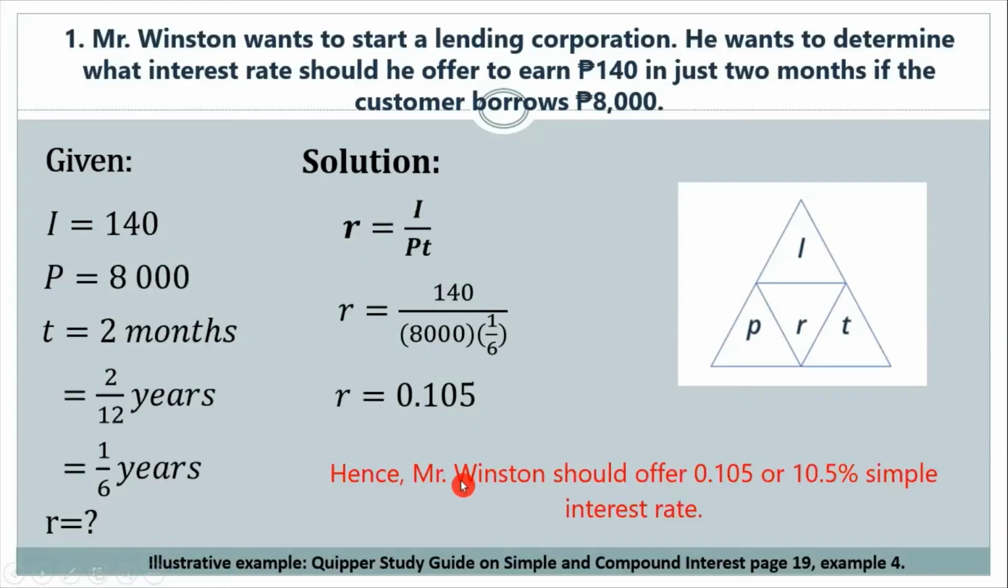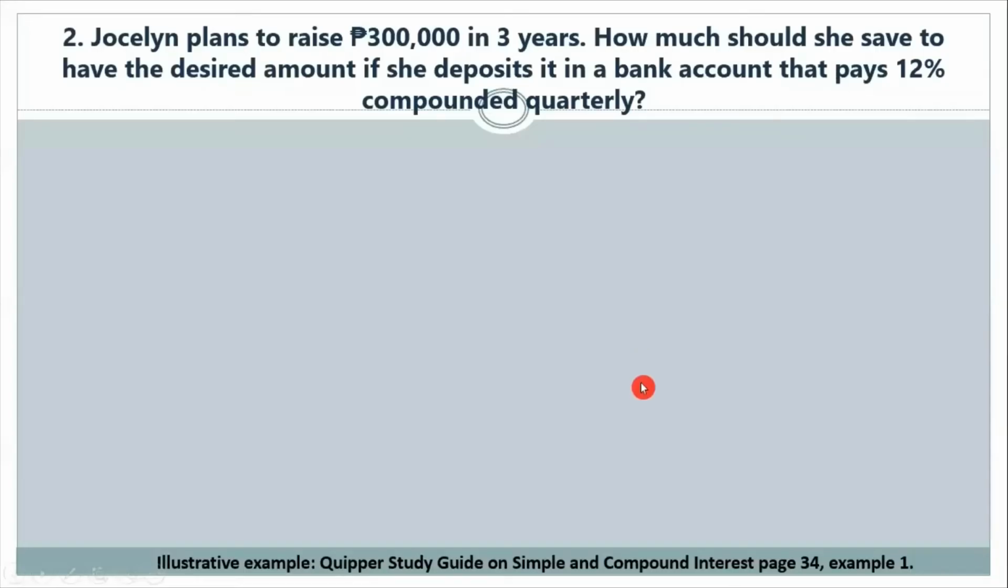Hence, Mr. Winston should offer 0.105 or 10.5% simple interest rate if he wants to earn 140 pesos in just 2 months if the customer borrows 8,000 pesos. So let's proceed to our second example.